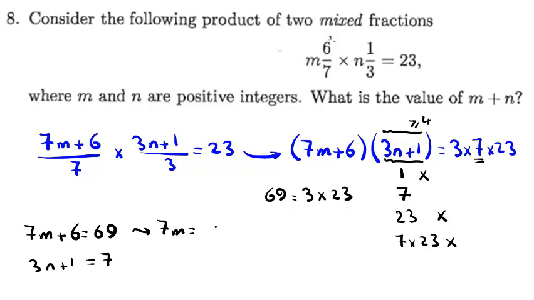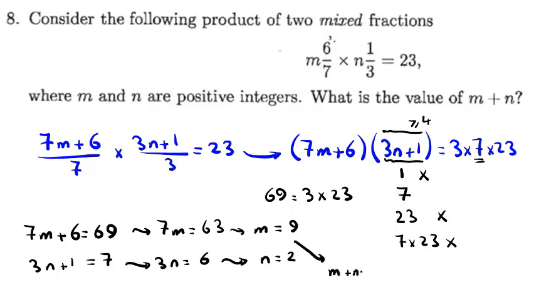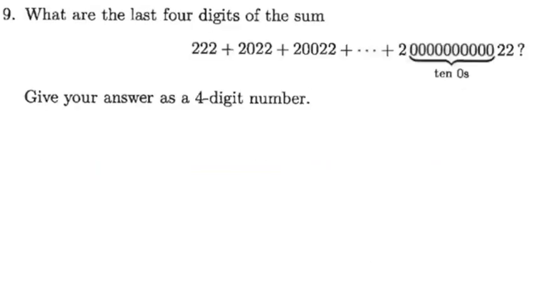If we subtract 6 from both sides, 63, and m equal to 9. And for this one, we subtract 1 from both sides. It will be 6, and n will be 2. So m plus n will be what? Equal to 11. So the answer is equal to 11.